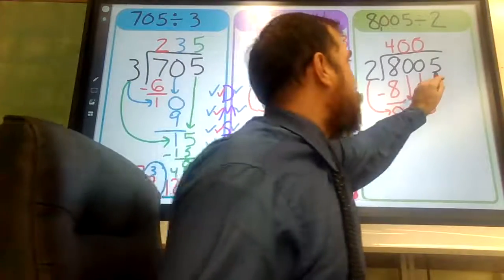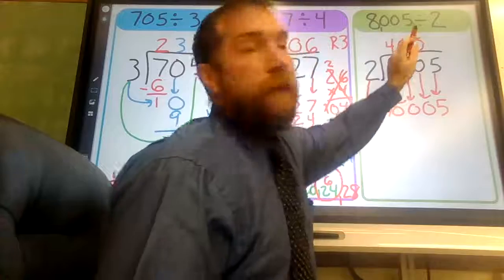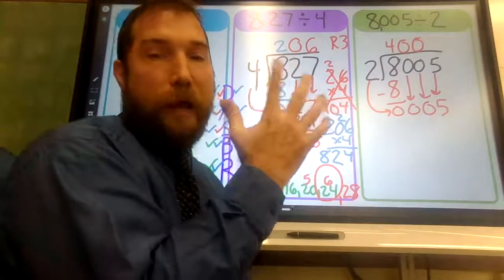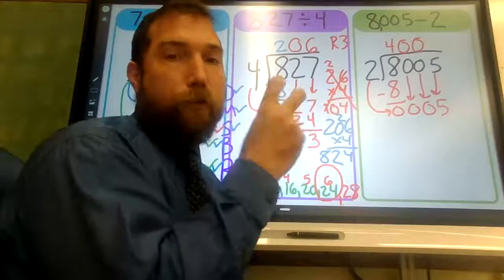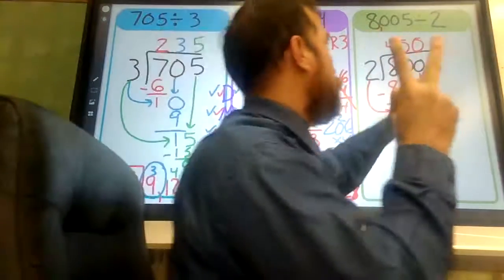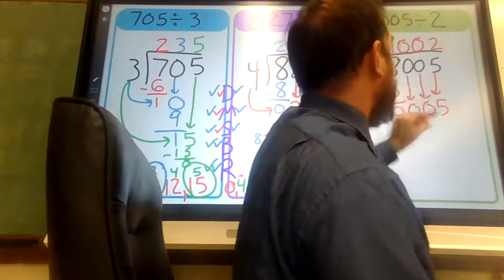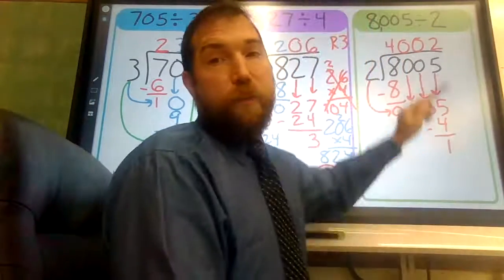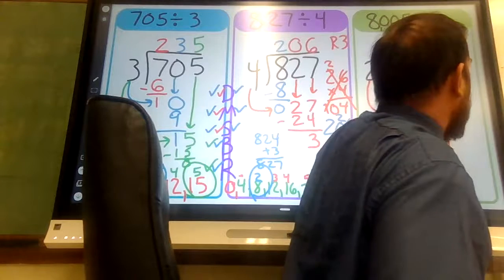And then I just bring this 5 right down again. Again, every time a number goes down, though, something has to go up top. Now that there's 5 kids, now how many groups of 2 can I make? 2, 4, I can make 2 groups. 2 times 2 is 4, and now there's 1 left over. Now there's nothing left to bring down, so that becomes my remainder.